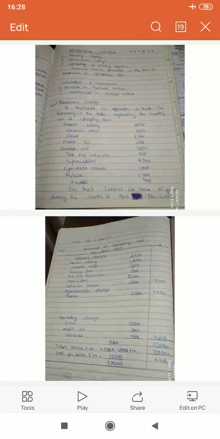Basically, even before we swing into ascertaining the operating cost per ton kilometer, we have to ascertain the total ton kilometers. It is specifically given in the problem that the truck carried 150 tons of goods during the month of April, and the distance covered during that entire month was 5,000 kilometers.